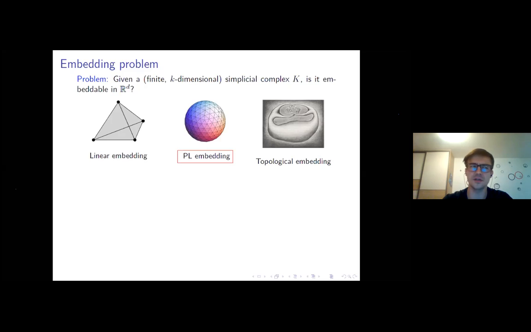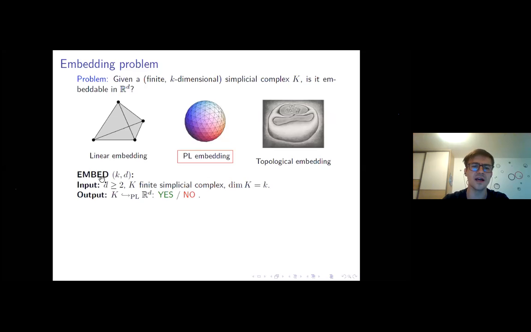And finally, you can just go for a geometric realization of your simplicial complex and then ask for a continuous map which doesn't have self-intersections. That would be the topological embedding. So we're going to be talking about the PL embedding, but actually this will cover the topological embedding as well. I'm not going to go into details on that, but just a side note to this.